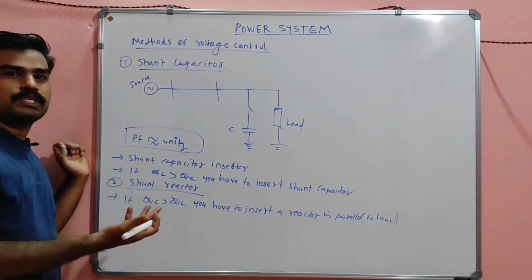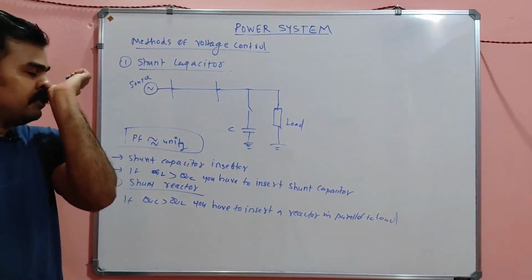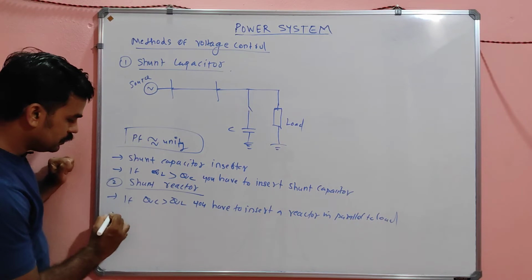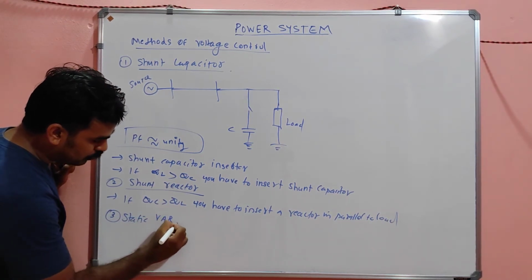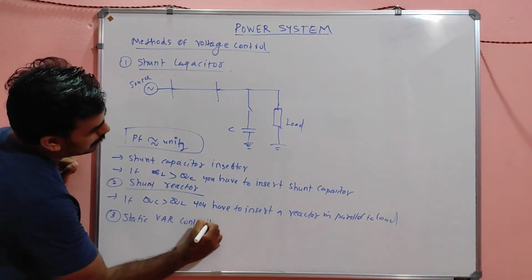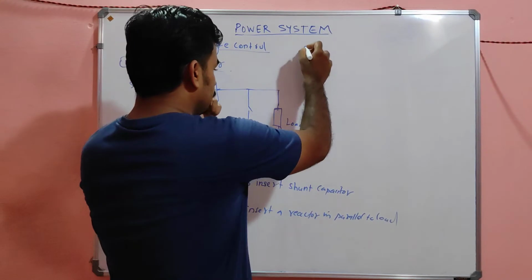Parallel to load. And the value of the shunt reactor, you know, B divided by N minus A, we already derived. Next, static var controller. Just remember the names only, my dear. Static var controller I will explain now.